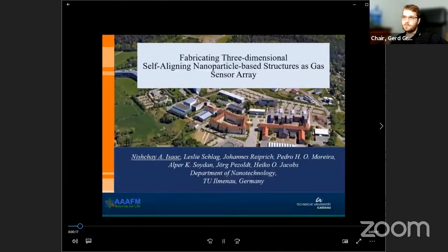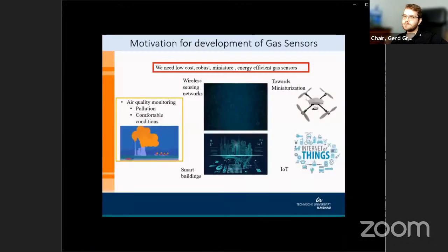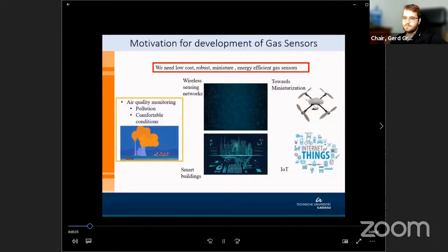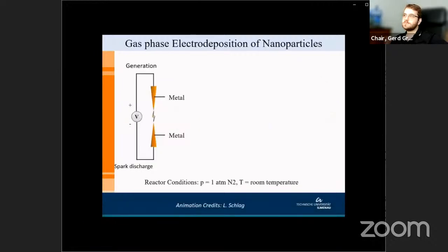Starting with the motivation for this research, we need to develop gas sensors which are low cost, robust, miniature, and efficient in their energy usage, because they need to be used in air quality monitoring, wireless sensing networks, and smart buildings. One of the ways of making this work is with a bottom-up process called gas phase electrodeposition.